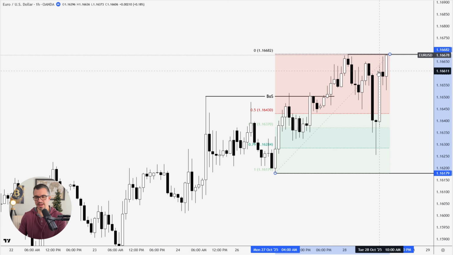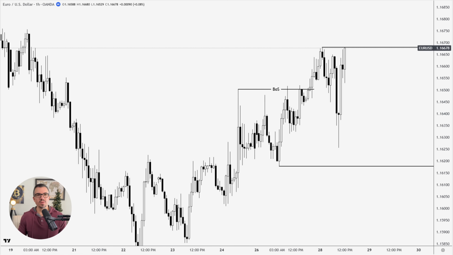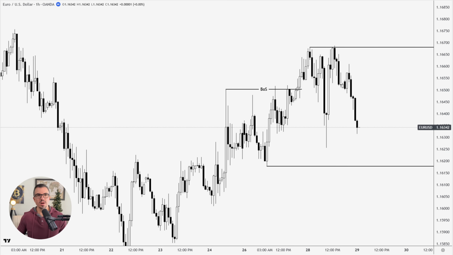And I'll also be using that in this video today when we talk about an entry model. All right, so moving this forward again, this is all internal structure here because we have not closed above this high. And we certainly have not closed below this low here. This is all just internal price action, okay? So moving this forward here, let's see what we get.